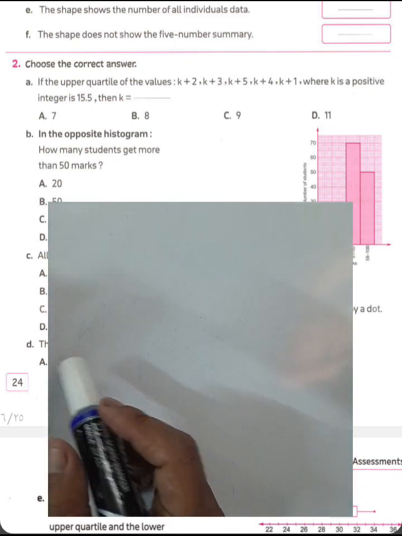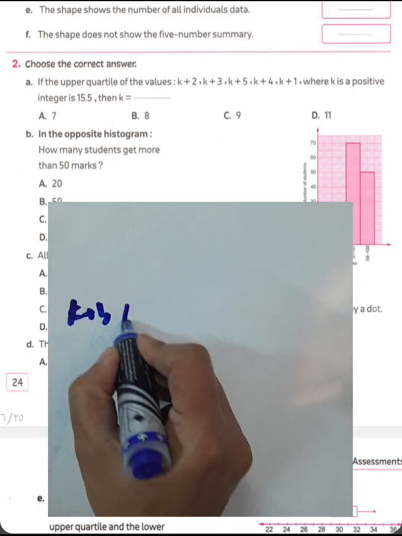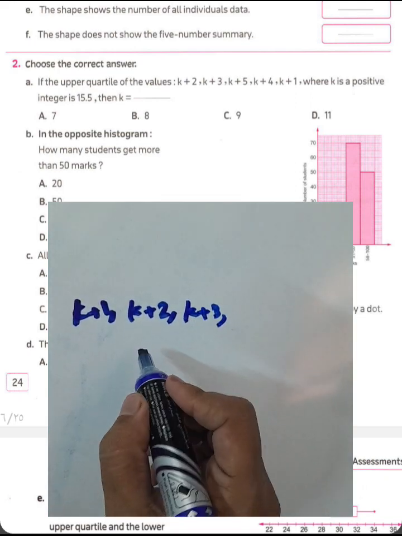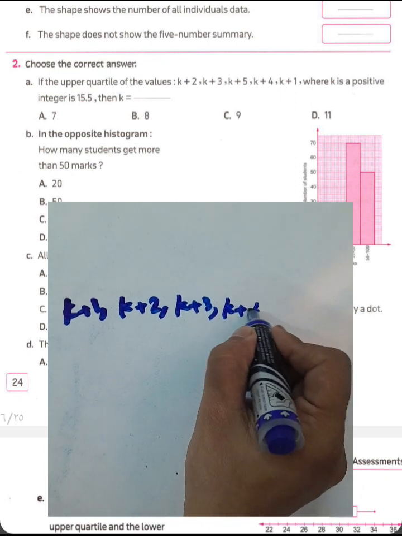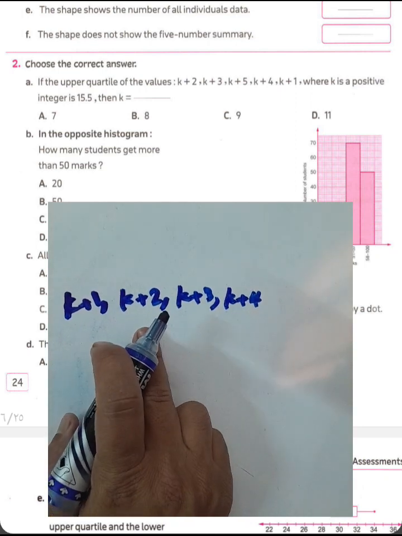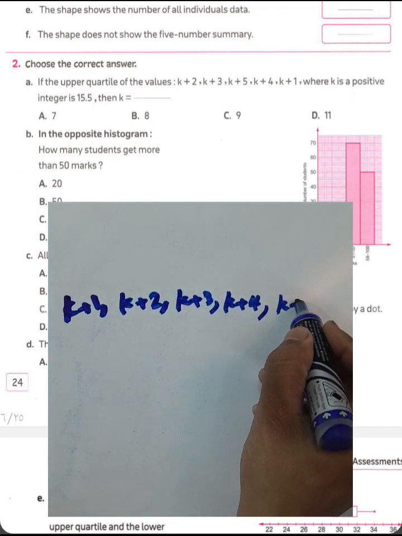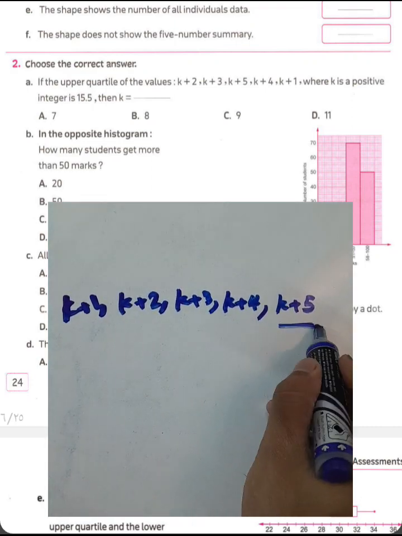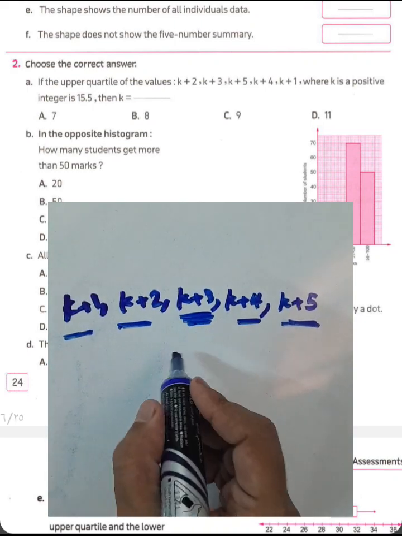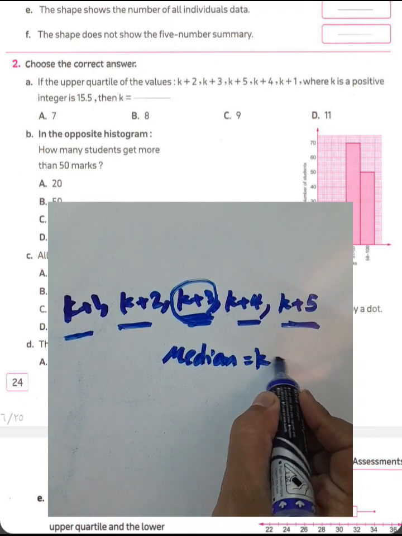k. Okay, first step, we can write k plus 1 is the first, and k plus 2, and k plus 3, k plus 4, k plus 5. We can find the median. Cancel one by one from each side. Then k plus 3 is the median.